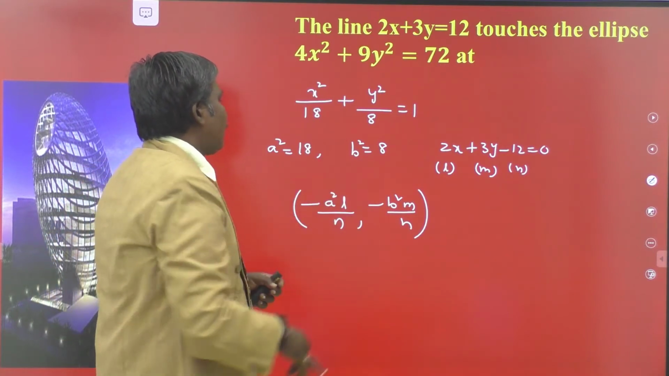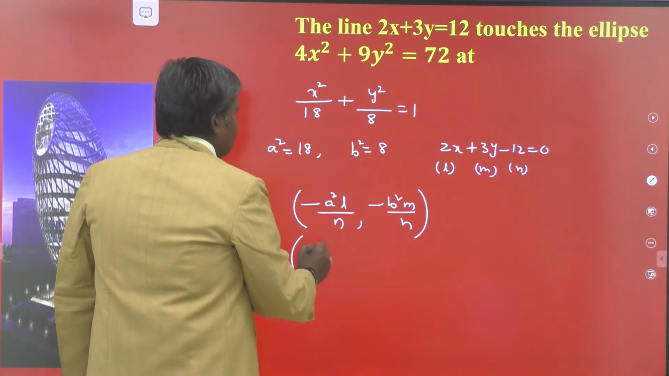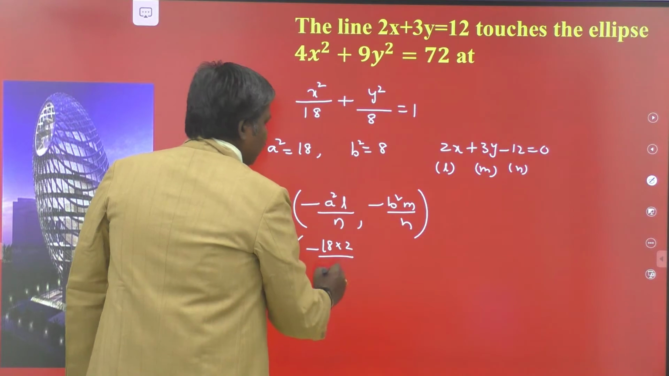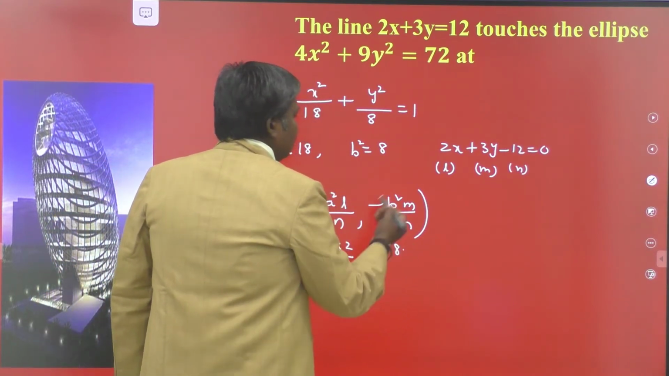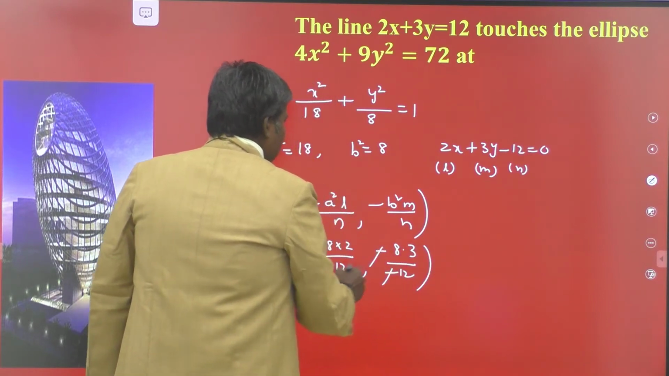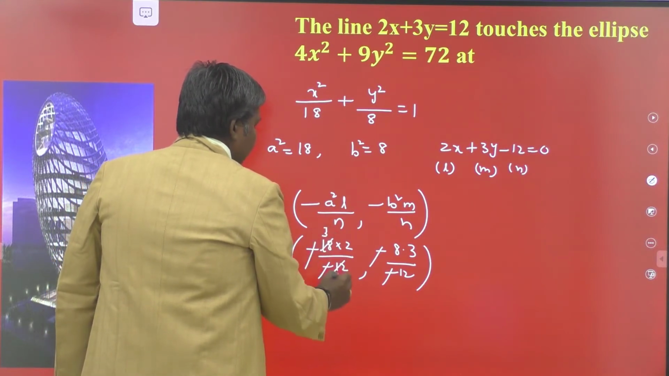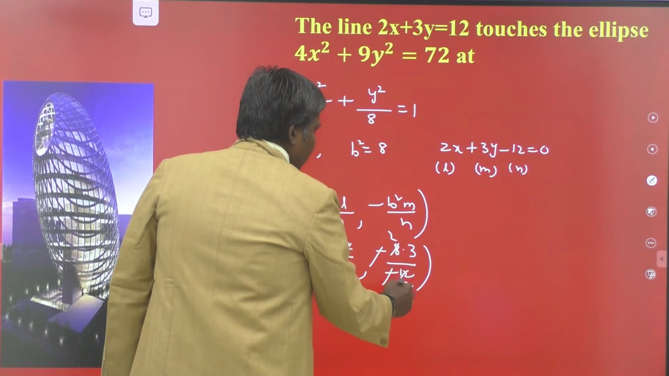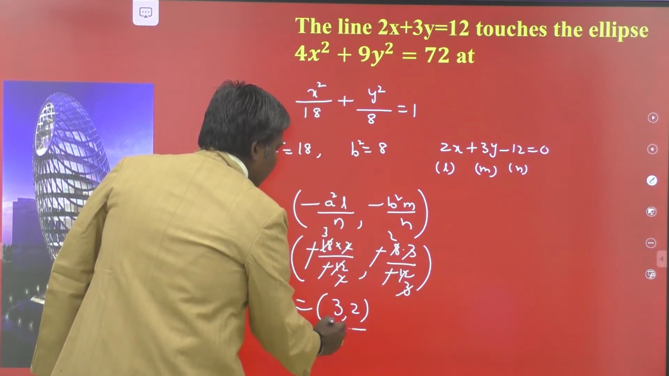Just substitute the values, we obtain the point of contact. Minus 18 times L, that is 2 by N is minus 12, comma, minus b square means 8 into M is 3 by N is minus 12. Minus gets cancelled. 6 2s, 6 3s, 2 2s get cancelled. 4 2s, 4 3s, again 3 3s get cancelled. The point of contact is 3 comma 2.